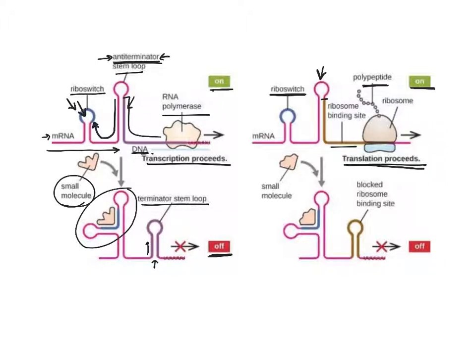Now, if we take our small molecule again and we attach it to the riboswitch area, it kind of pushes in again on this riboswitch area, pulling it along like a thread, the rest of the DNA with it.